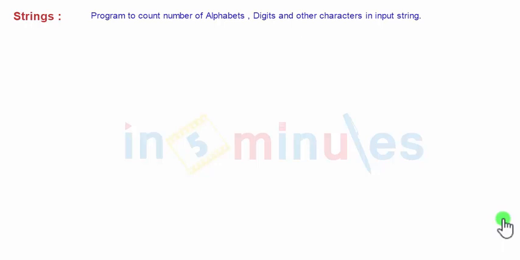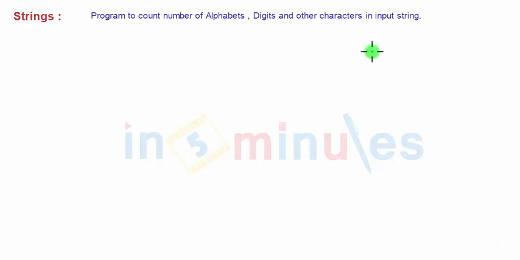Now secondly, it's a problem of counting, so we need some counting variables. Here we need 3 counting variables, one for alphabet, one for digit and one for other characters. We need to set those counter variables to 0 and then using some index variable we'll go through the string.